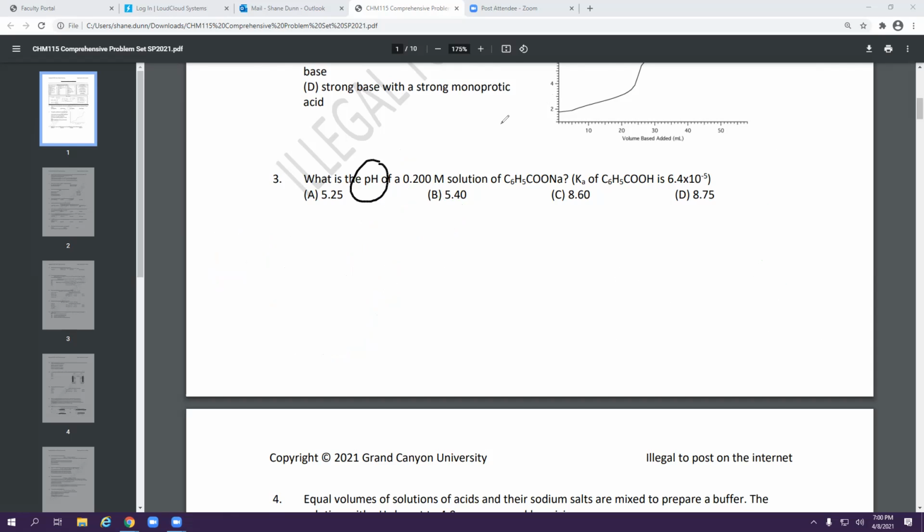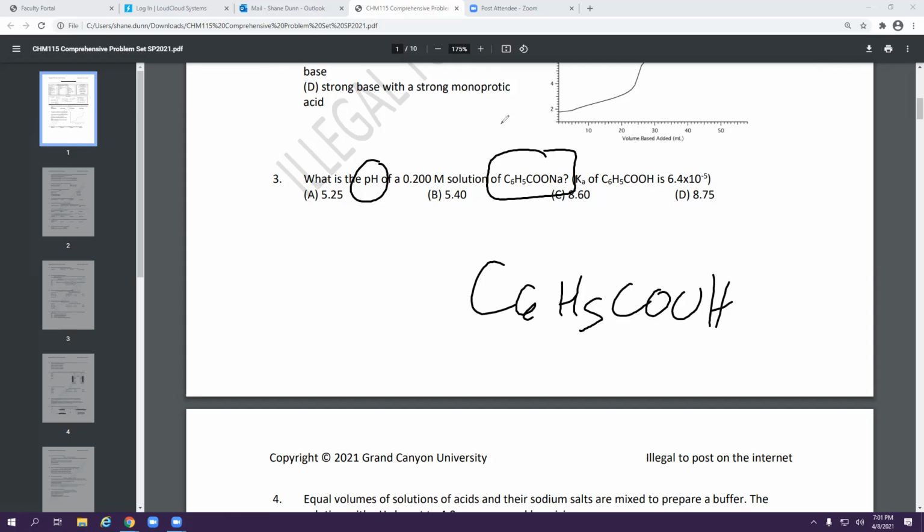Okay. Problem here, though. I'm looking for pH. What is this? That is a salt, but is that an acid or is that a base? That is a base. We know it's a base because if I add an H there, that would have been an acid, right? Just replace the Na with an H, and I have an acid. So I have a Ka for a base. Does that make sense?